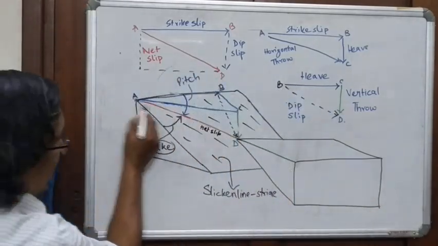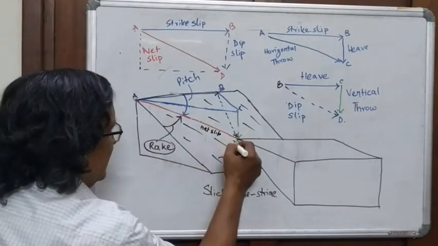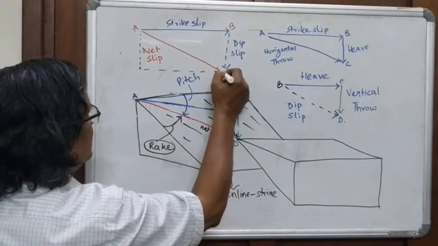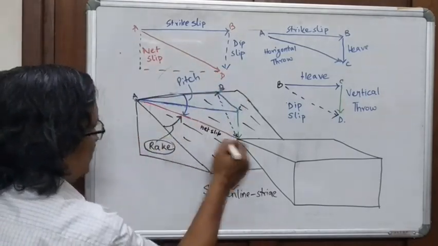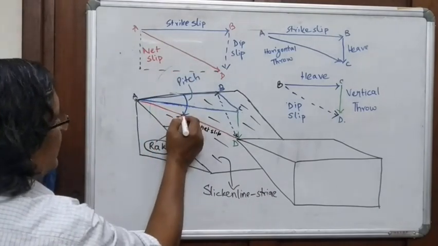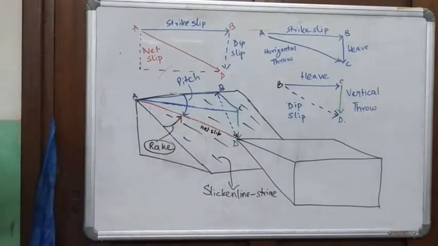So this is A, which moves to this net slip. On the fault plane ABD, AB is the strike slip, BD is the dip slip. You could have also drawn BD this way. It doesn't matter. The angle between the strike and the net slip is the pitch. From the dip towards the dip slip is the rake.